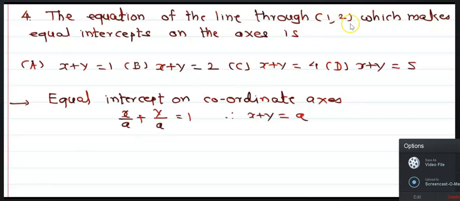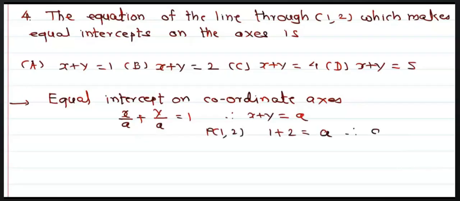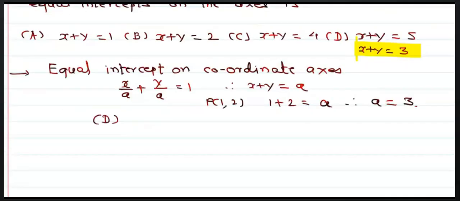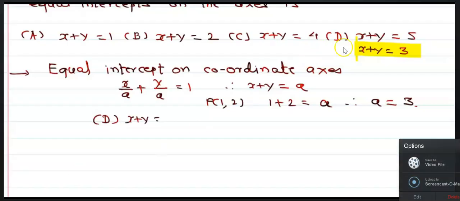Now the point 1, 2 lies on this line, so it will satisfy the equation and we'll get the answer. Therefore, A is equal to 3. Now, in this case, the answer is modified here. Instead of x plus y is equal to 5, it should be x plus y is equal to 3. This option must be there instead of x plus y is equal to 5. Therefore, D option is the correct one.